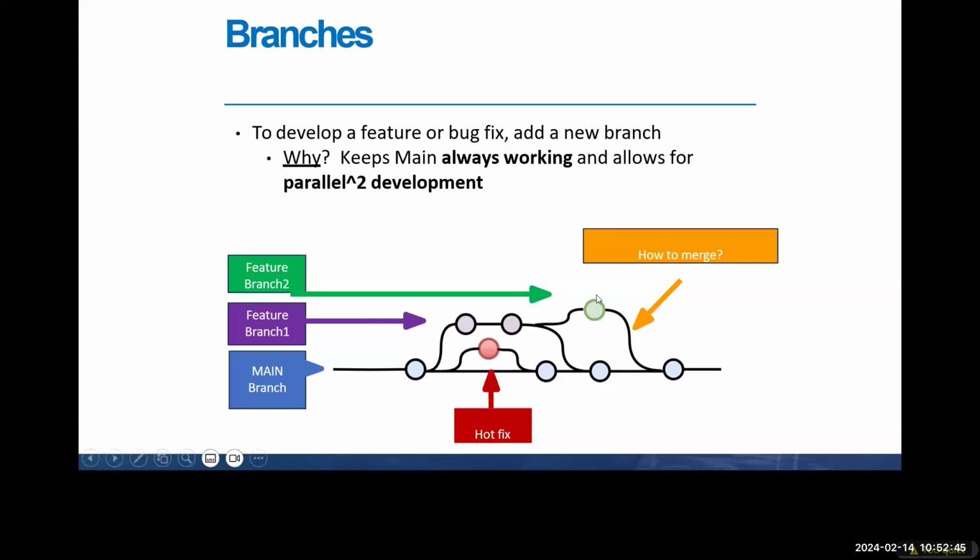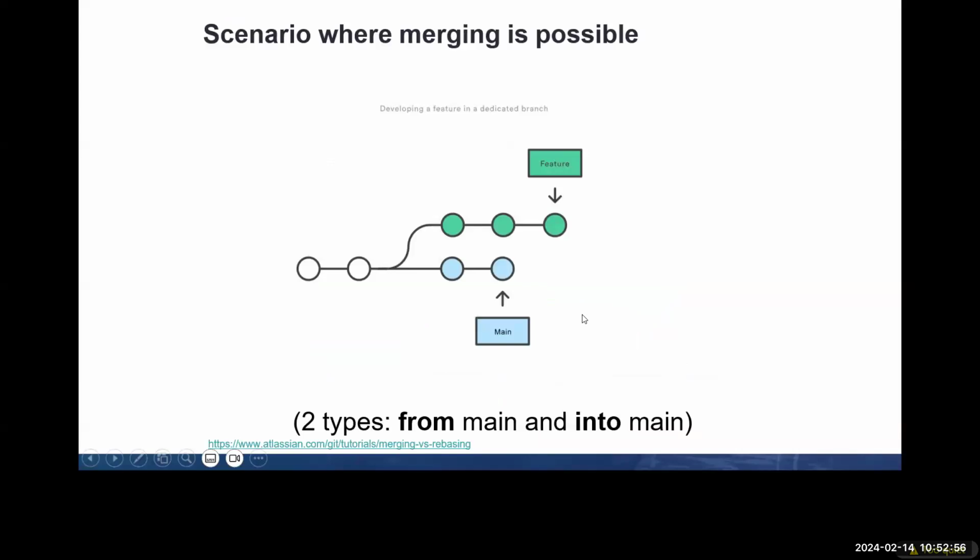Now, for example, we have another feature branch, which is here in green. So how do we merge this? We need to add it to the main branch. So how does the merge scenario work? Scenario where merging is possible. For now, we'll consider that everything is fine. We can merge without any problem.